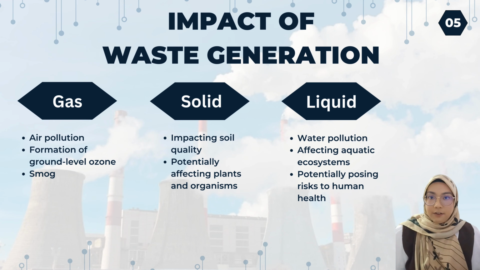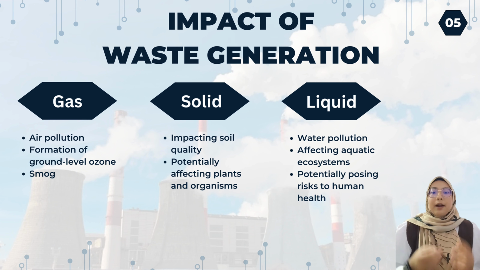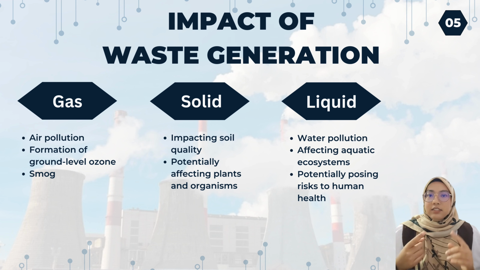From waste generation, various adverse impacts on the environment and human health arise. Primarily, volatile organic compounds (VOCs) released during resin production contribute to air pollution. These VOCs can react with other pollutants, leading to the formation of ground-level ozone and smog. Improper disposal or management of solid waste, such as resin dust and byproducts, can contaminate soil, impacting its quality and potentially harming nearby plants and organisms.